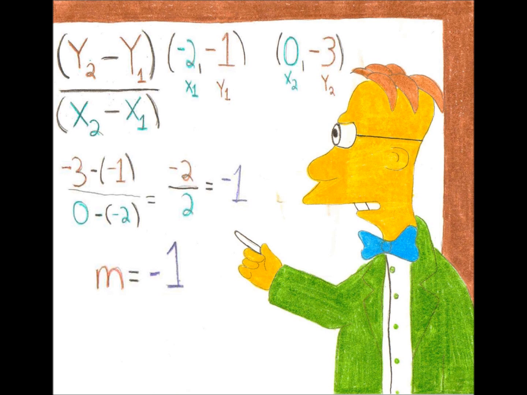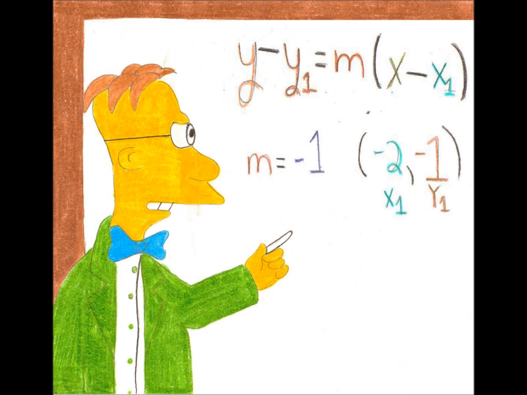But anyways, let's use these last points to figure out the slope. So your points are -2, -1, and your other point is 0, -3. With x1 being your -2, y1 being your -1, x2 being your 0, and y2 being -3. So once you plug it into the formula, you'll get -3 minus -1 over 0 minus -2, which equals -2 over 2, which equals -1, with your slope being -1.